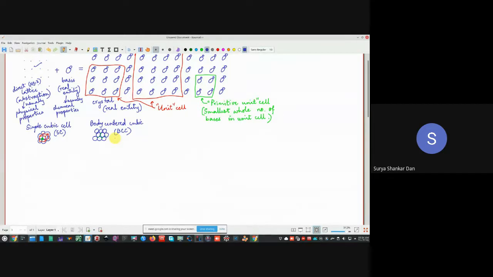So if the interatomic distance is lower, is less, then what happens? The bonding between the atoms will be even stronger. So those atoms, that lattice will be more stable. ठीक है ना?